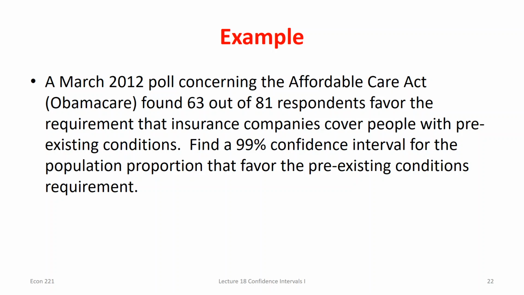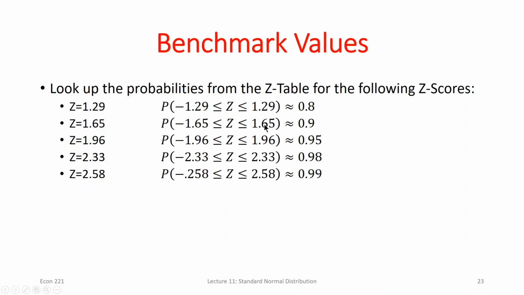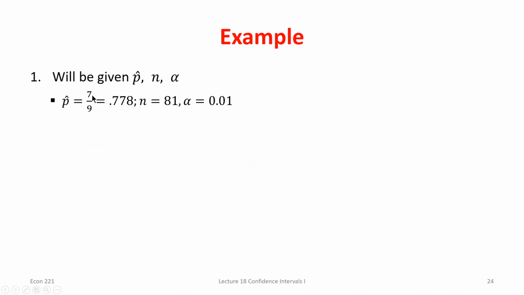But sample proportion is like this number out of how many people that was in our sample. So here, 63 out of 81, so 63 divided by 81 would be the sample proportion of people who were in favor of this. So 63 over 81 simplifies to 7/9 and gives us this 0.778.